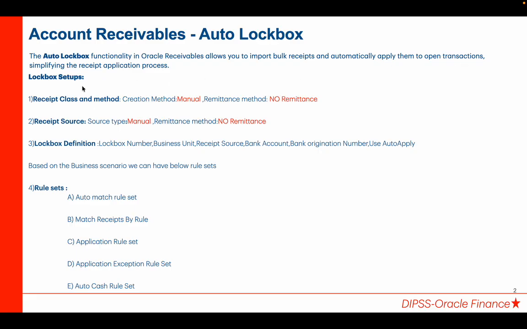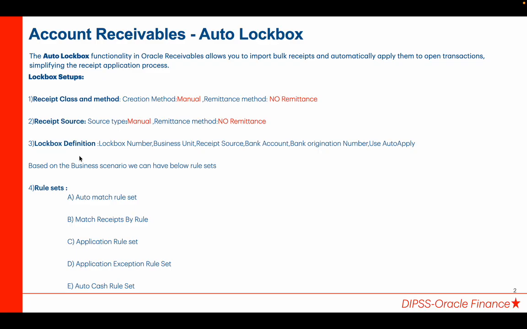So what are the basic setups we need to do? We need to have a receipt class, a receipt method, and a receipt source created. The creation method should be manual and the remittance method should be no remittance. Coming to the receipt source, the source type should be manual and the batching number should be automatic. Whereas the bank account needs to be there, and the receipt class and receipt method need to be there.